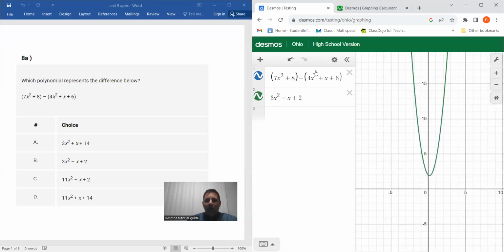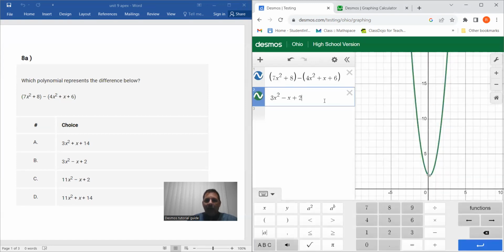And lo and behold, the blue graph and the green graph are identical because the answer is 3x squared minus x plus 2. And that should make sense. 7x squared minus 4x squared is 3x squared. No x's minus 1x would be minus 1x, and 8 minus 6 is 2. So you can do it with like terms, but it sure is nice to check your work on the Desmos calculator.